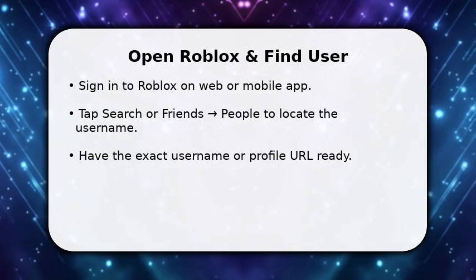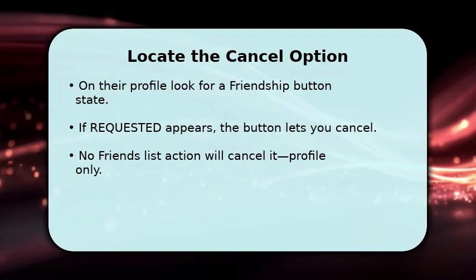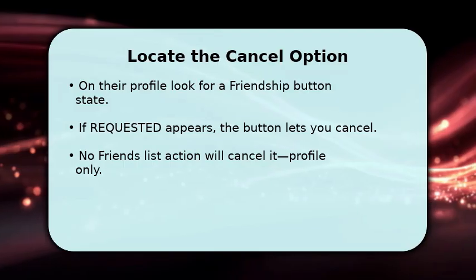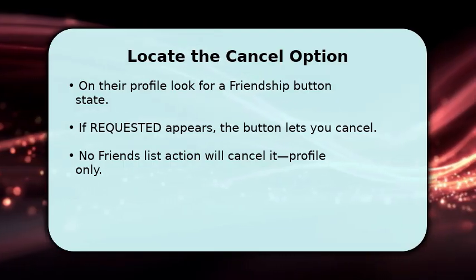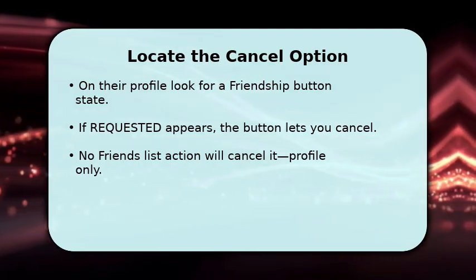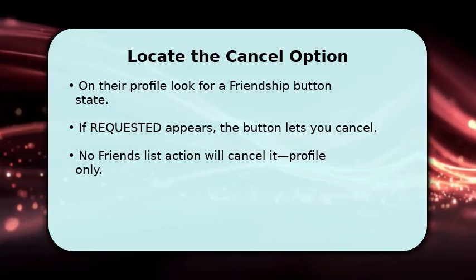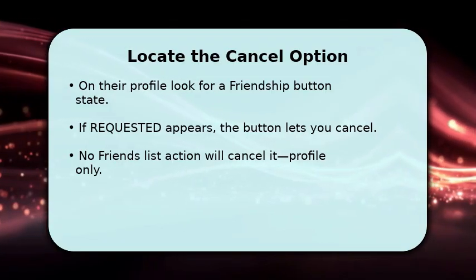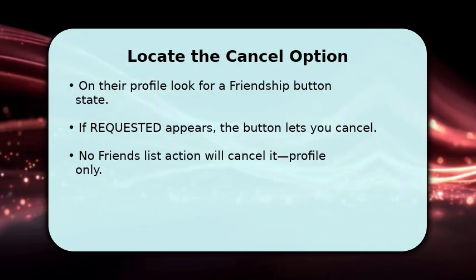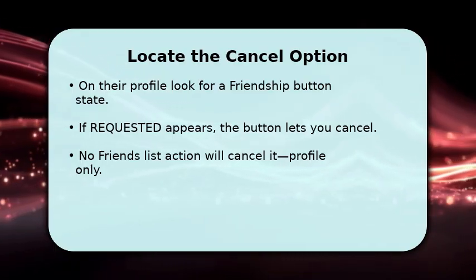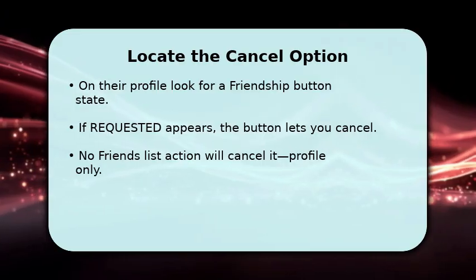On the profile page, look at the large action button under the avatar. It shows the current relationship. If it reads requested or cancel request, that's the actionable control. Click or tap that button to remove the outgoing request. This sends an immediate change to Roblox's servers. Once done, the button should revert to add friend or follow depending on settings.